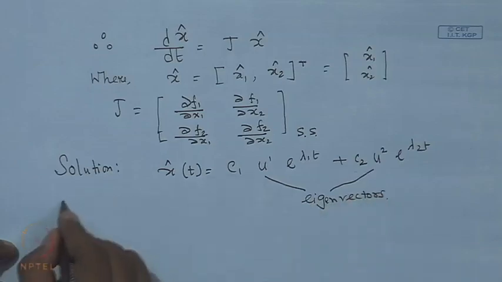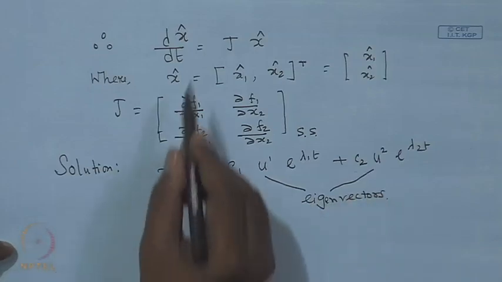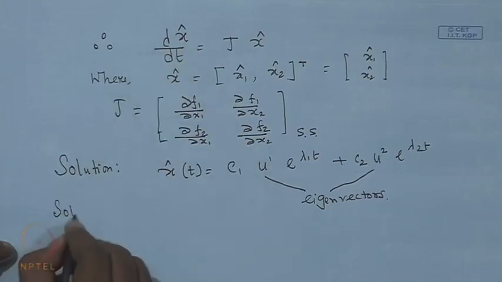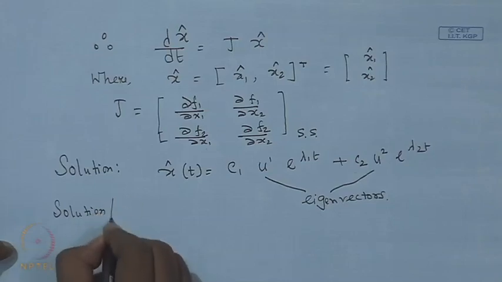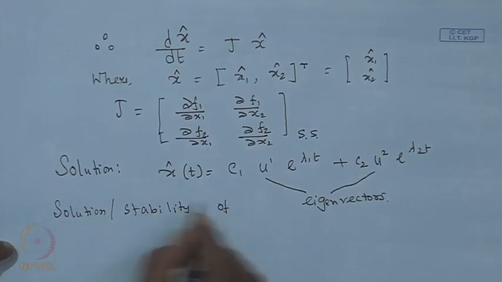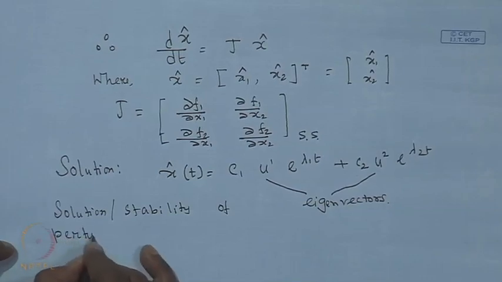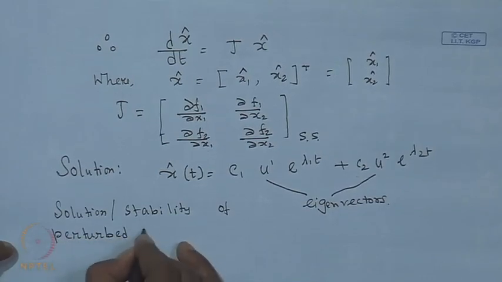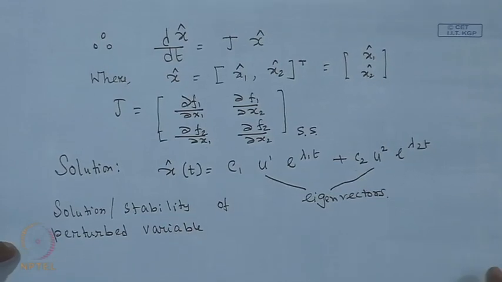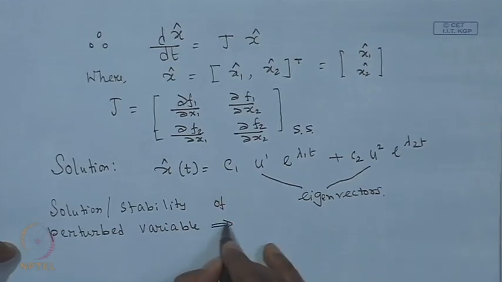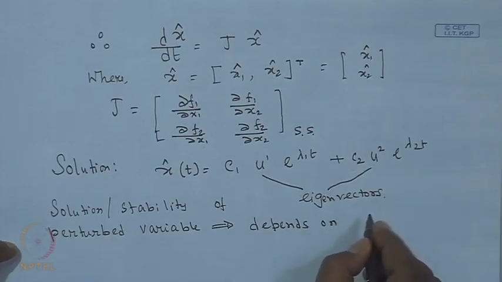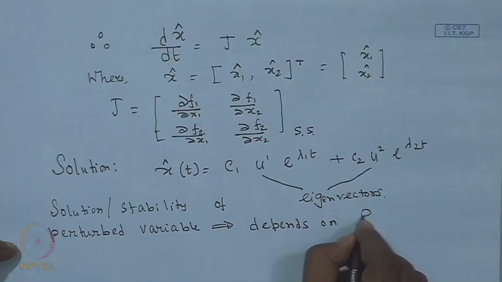So, the stability of the perturbation, this disturbance variable, is nothing but the perturbation variable. The solution, or stability of the perturbed variable, or the perturbation that we have imposed from outside, will depend entirely on the sign of the real values of lambda i.